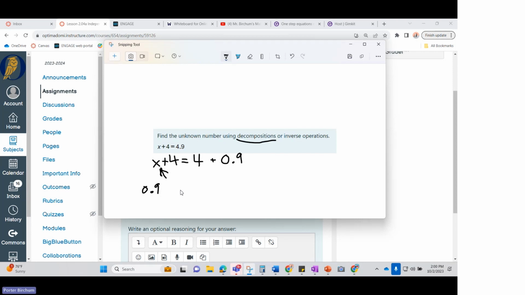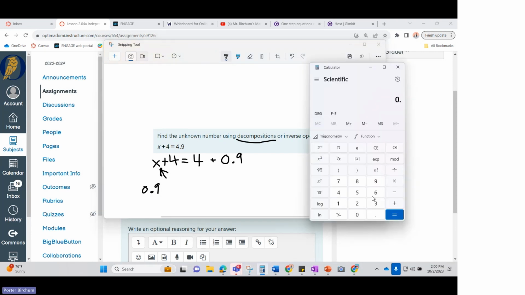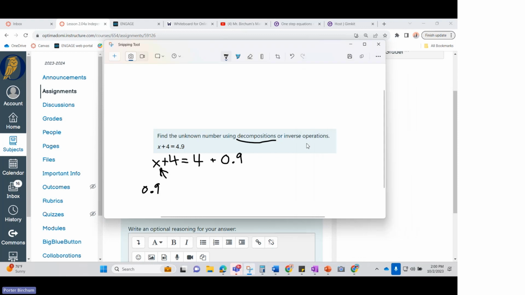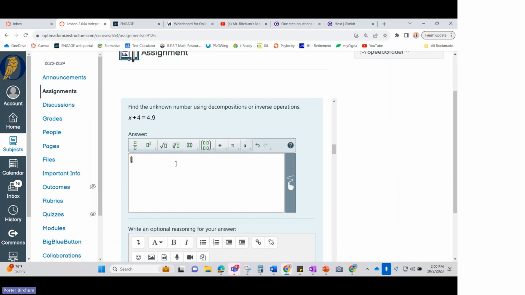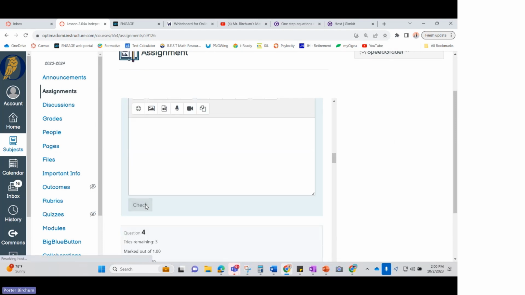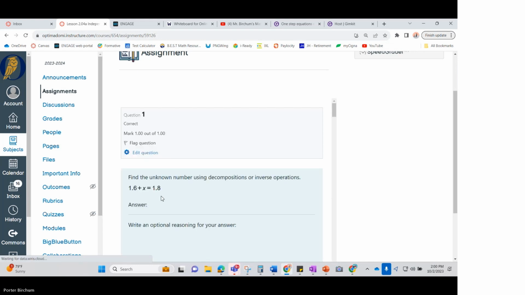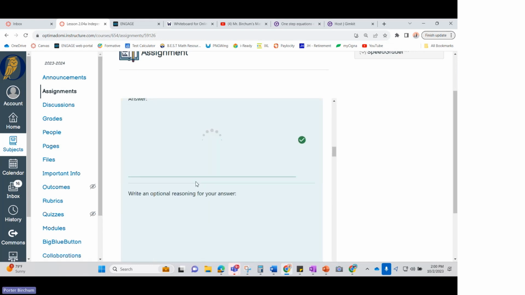Let's see, test it out with the calculator. 0.9 plus 4 is 4.9. Woo! So it looks like we don't need to do the number families every time. Sometimes we can decompose the numbers, break the numbers apart. So let's type in 0.9, see if that's right. Check.